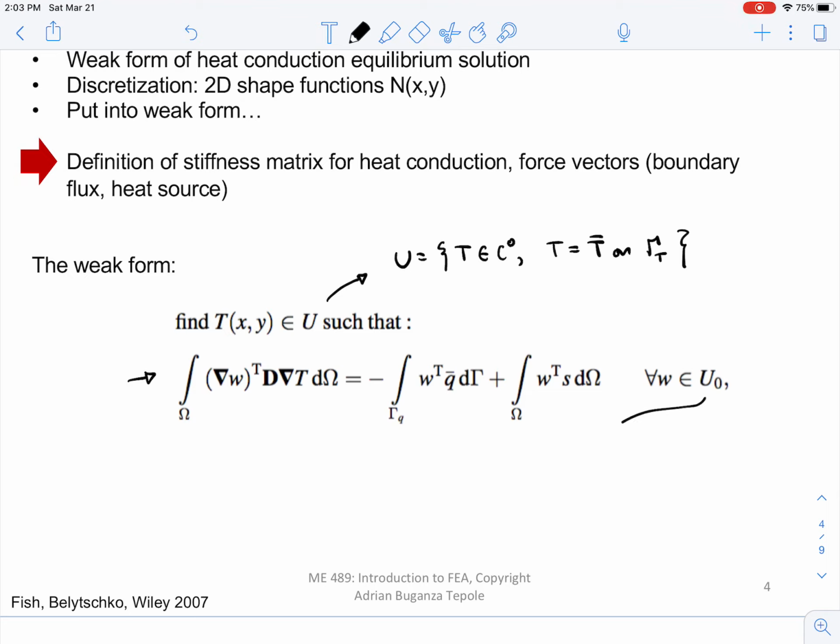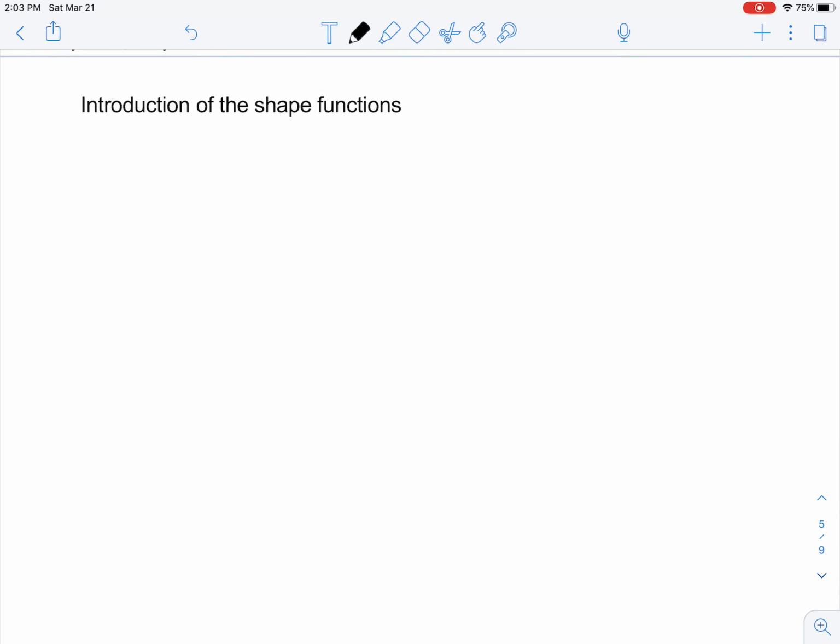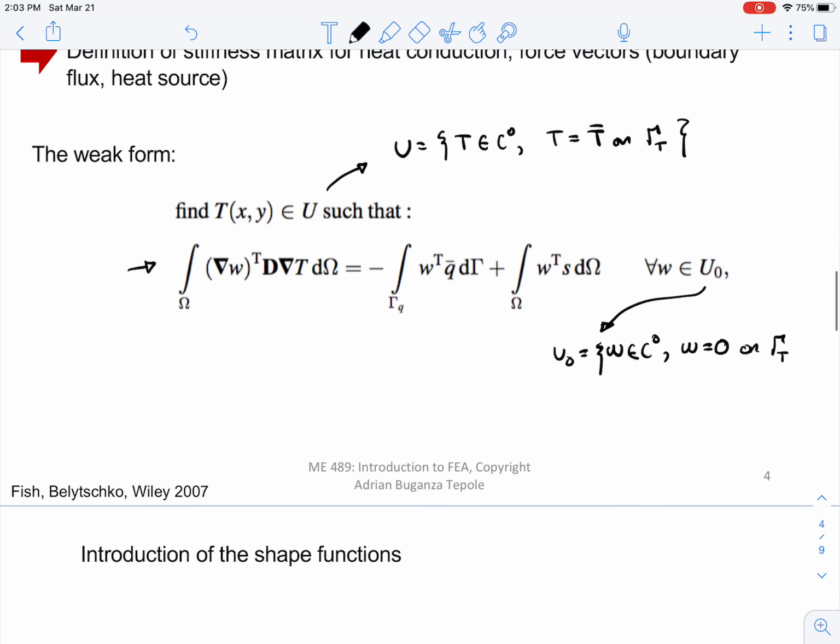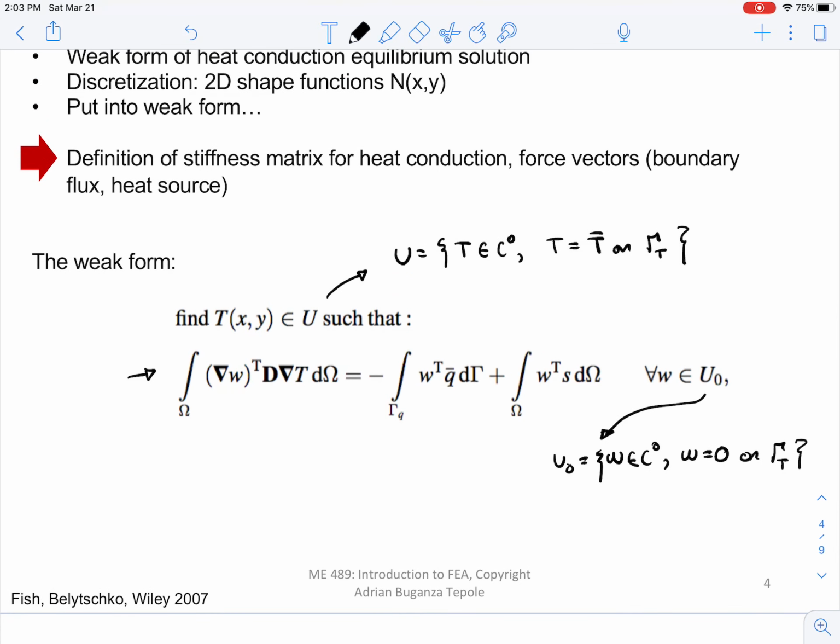And then let me just define that here. U0 is just functions W that are C0 such that W equals 0 on gamma T. So whatever has an essential boundary condition, the weighting function disappears at that point.